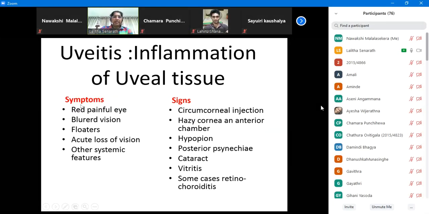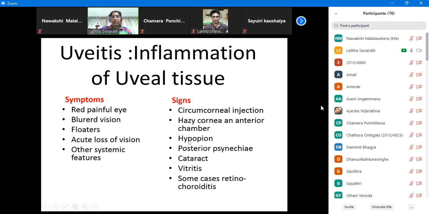And these are usually the symptoms. In acute disease, it's a red, painful eye. There may be blurred vision. There may be floaters. There may be loss of vision in a severe case, if it has involved the optic nerve or the retina, or other systemic features. And the signs are circumcorneal injection, and a hazy cornea and anterior chamber.